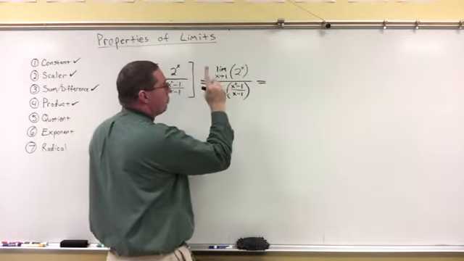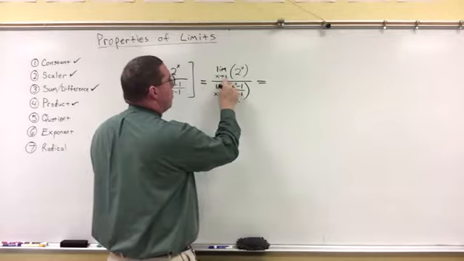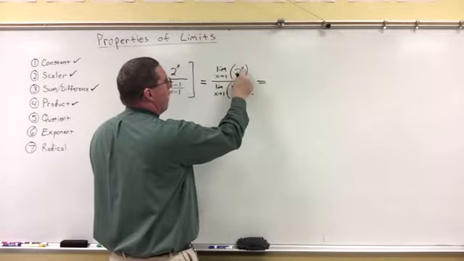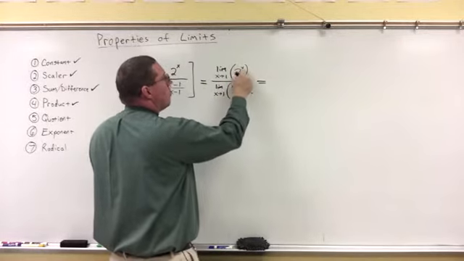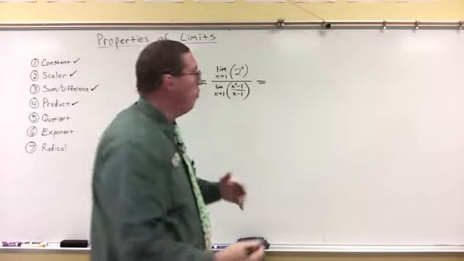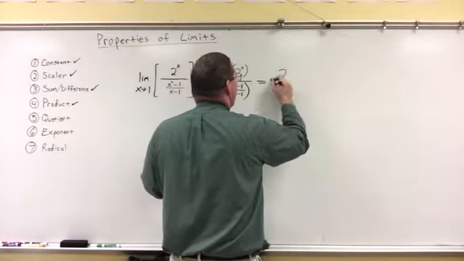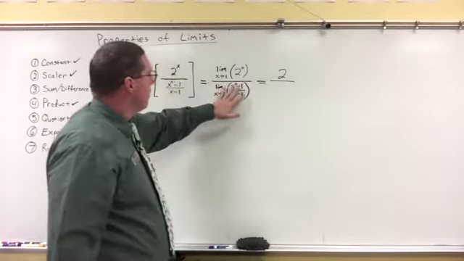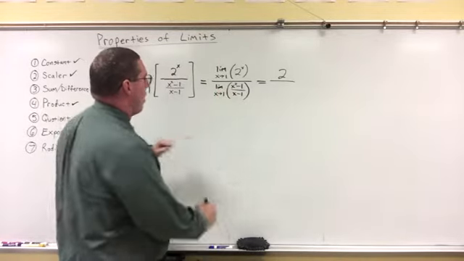Remember, our first rule of solving limits is to plug the x approaches number in for x. So we'll put a 1 in here, and what is 2 to the first power? Well, it's 2. So we're going to have a 2 in the numerator. And what's the limit of the denominator here? Well, let's do this on the side.